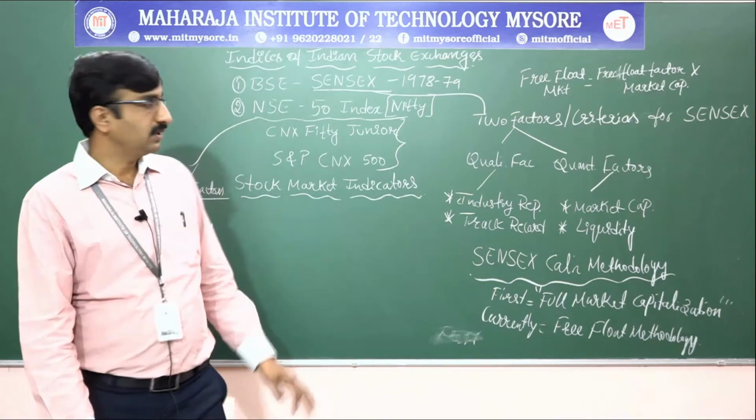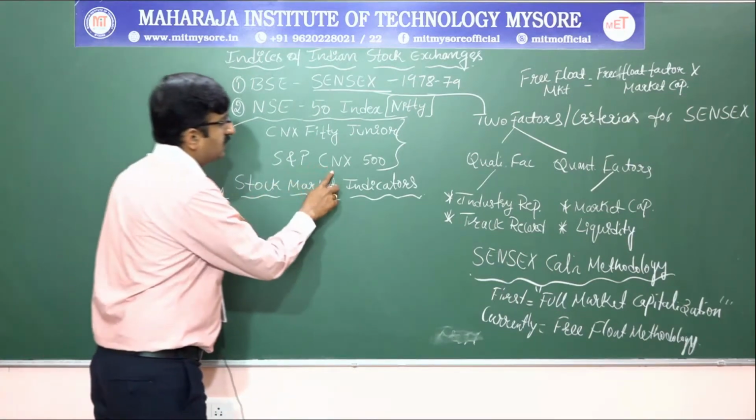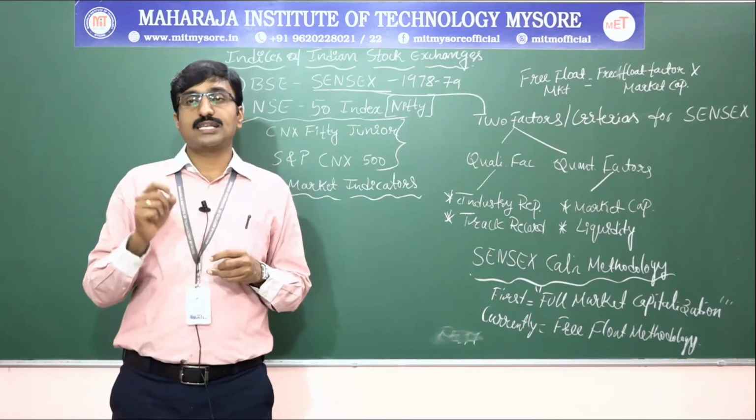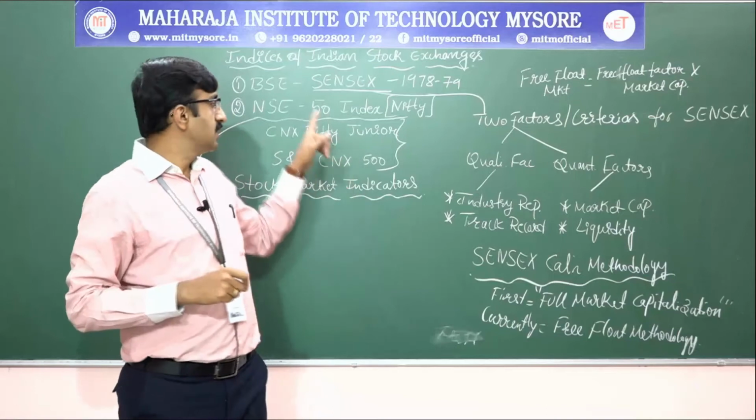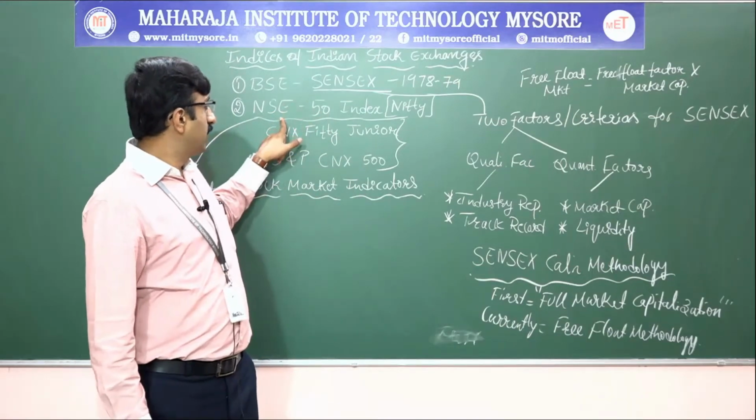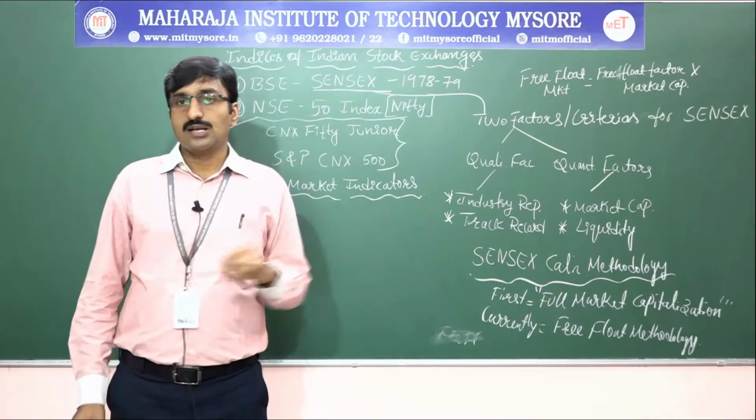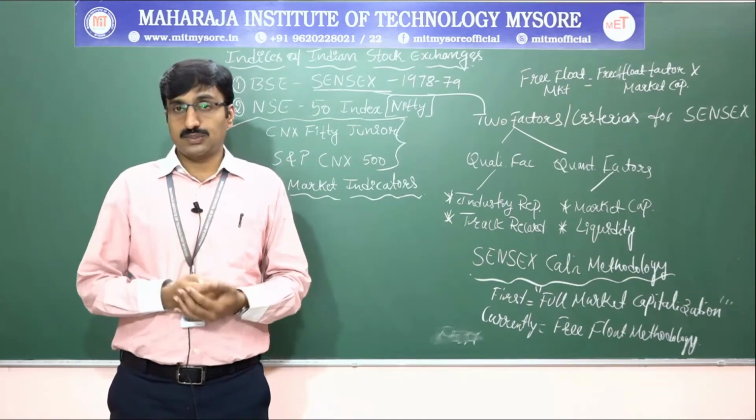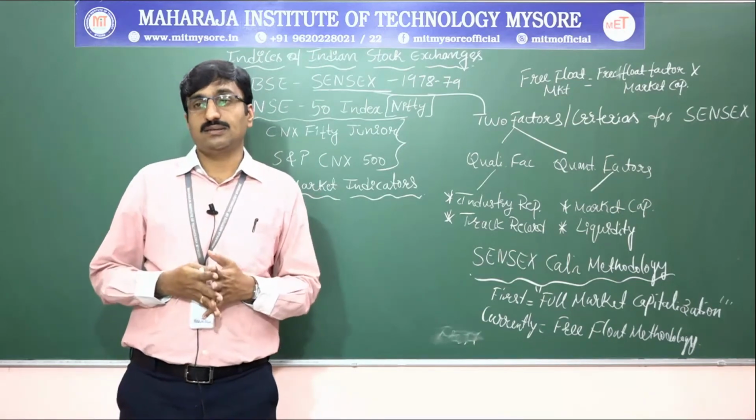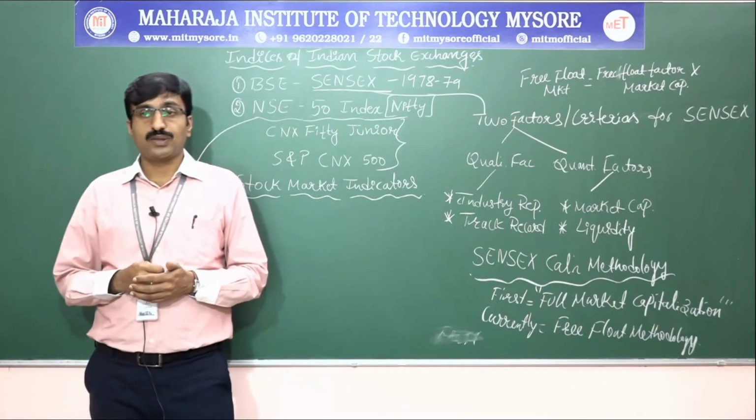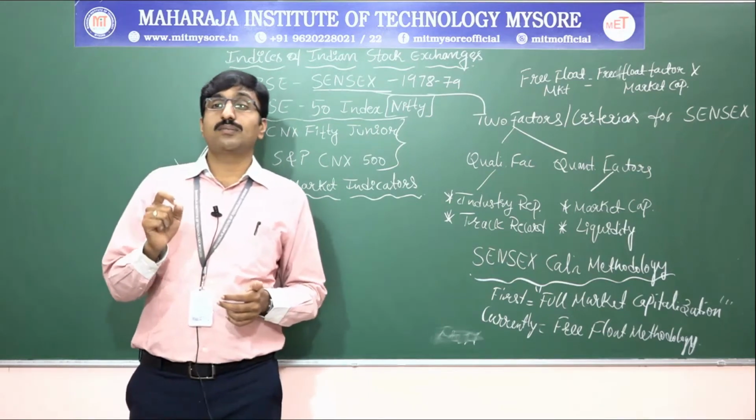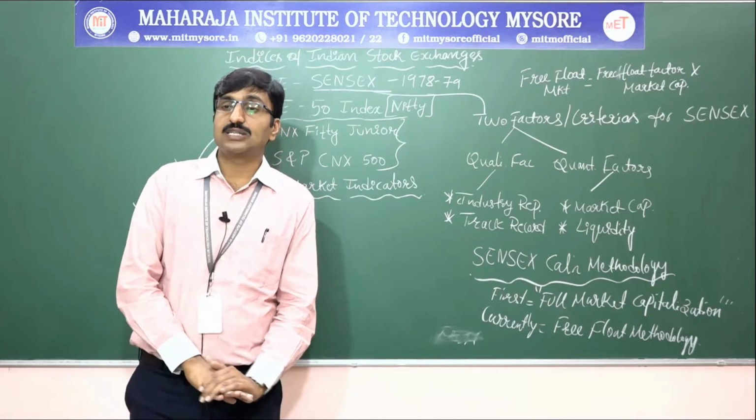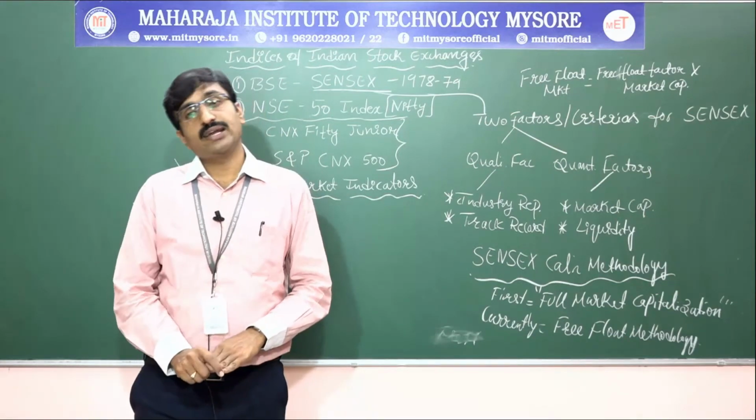And the next is S&P CNX 500. CNX 500 is also one of the sub-indices of NSE 50 Nifty. It's a broad based index consisting of 500 scripts. The companies are selected on the basis of their market capitalization, then industry representation, trading interest and financial performance.